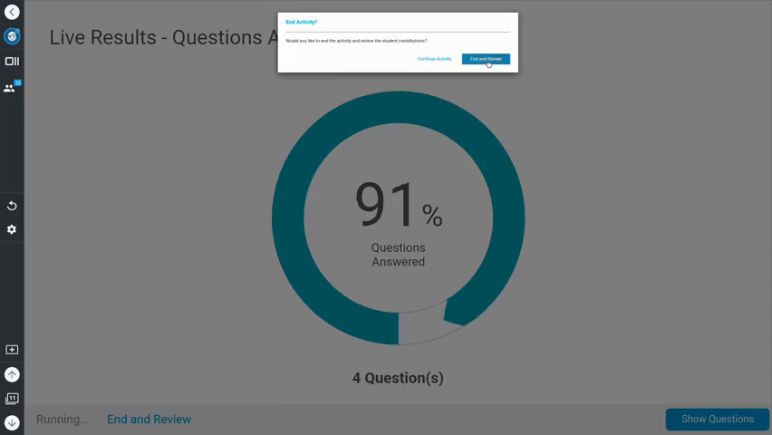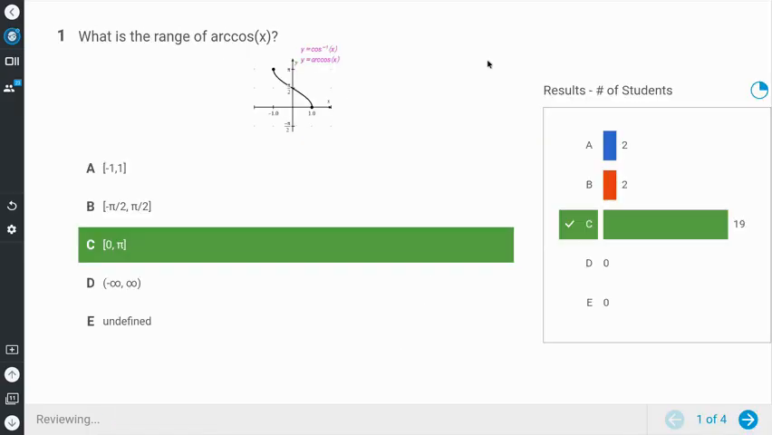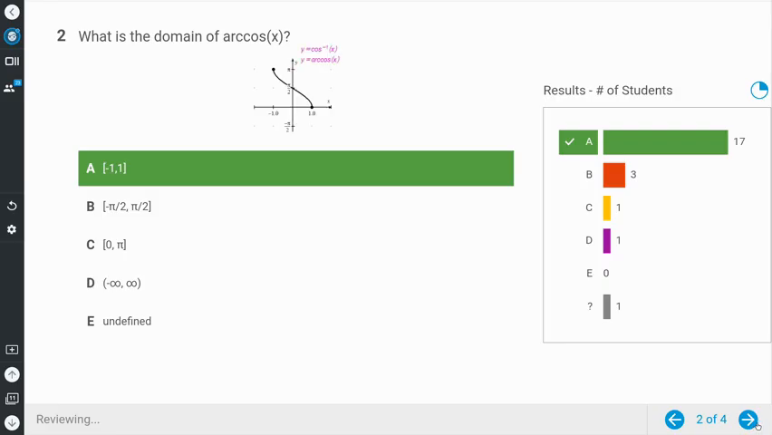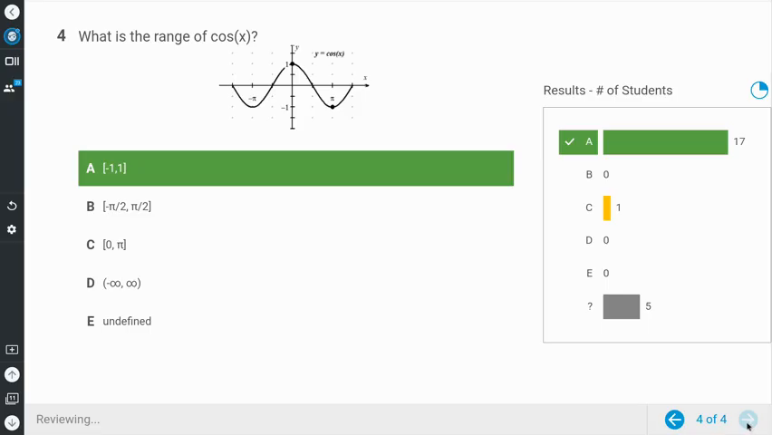All right, let's see. Which one did I ask first? The range. The range for arc cosine is from 0 to pi. Very good. The domain for arc cosine is -1 to 1, which makes sense why the domain and range switch, right? Because the x's and the y's also switch for the inverse and the function. The domain of cosine is still -infinity to positive infinity. The range for cosine is -1 to 1.